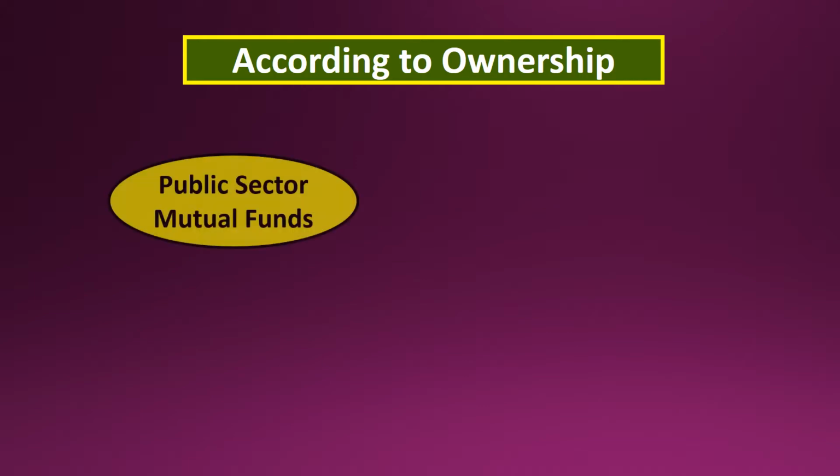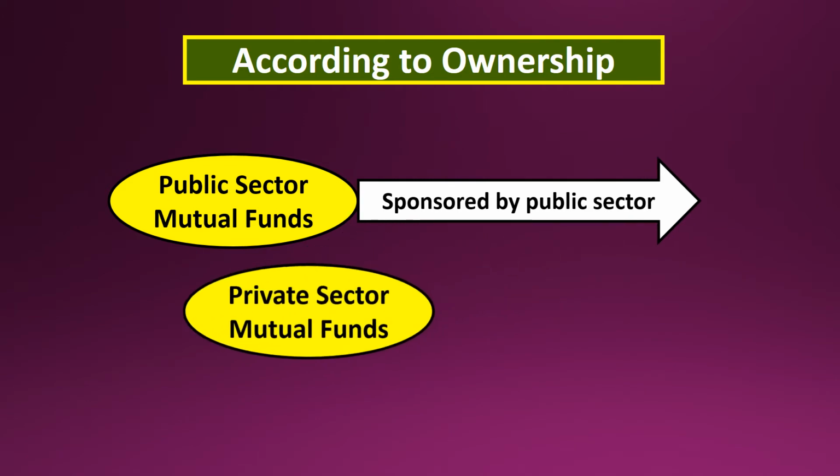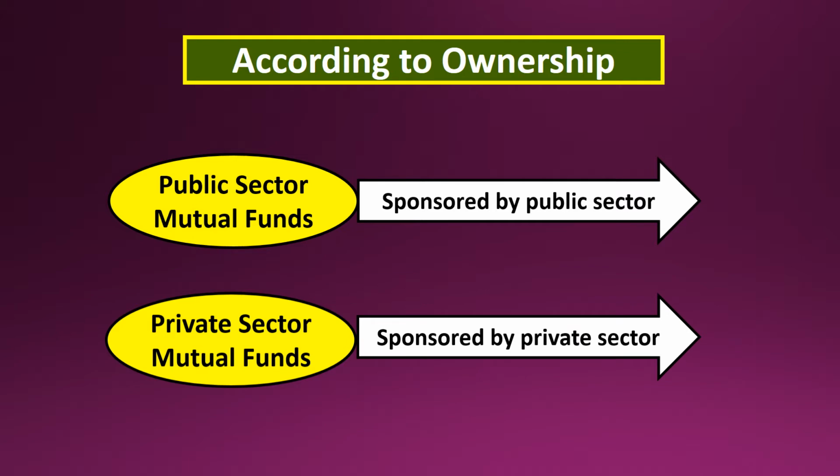First of all, according to ownership, we can classify mutual funds into two: public sector mutual funds and private sector mutual funds. The public sector mutual funds are sponsored by public sector companies, for example, SBI Mutual Fund, Can Bank Mutual Fund, etc. And the private sector mutual funds are sponsored by private sector companies, for example, ICICI Mutual Fund, Reliance Mutual Fund, etc.